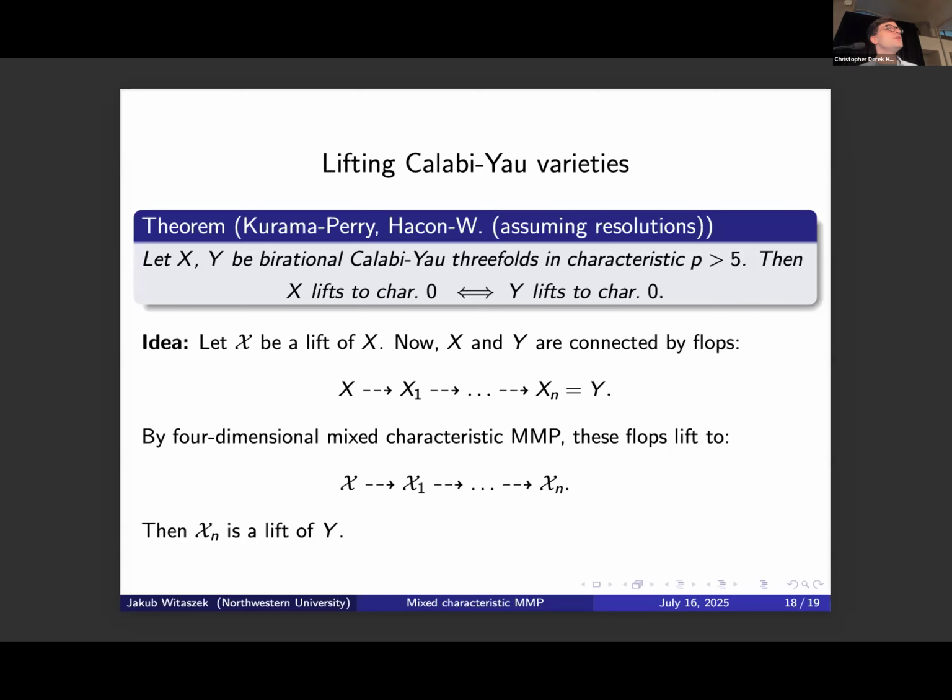And even though it's hard to lift the whole birational map at once, it's much easier to lift flops one by one. And so we are going to use the four-dimensional mixed characteristic MMP to show that these flops lift to a map. So X to X1 is going to lift to a map from curly X to some curly X1 that lifts X1. Then the map from X1 to X2 is going to lift to a map between curly X1 and curly X2. And you're going to keep going until you construct a lift curly Xn of Xn. But Xn is equal to Y. And so we get the lift curly Xn of Y, and we show that Y lifts as well.